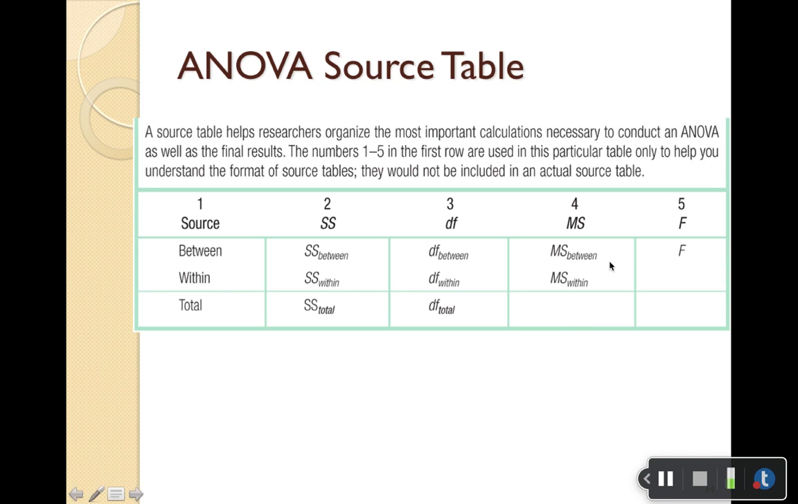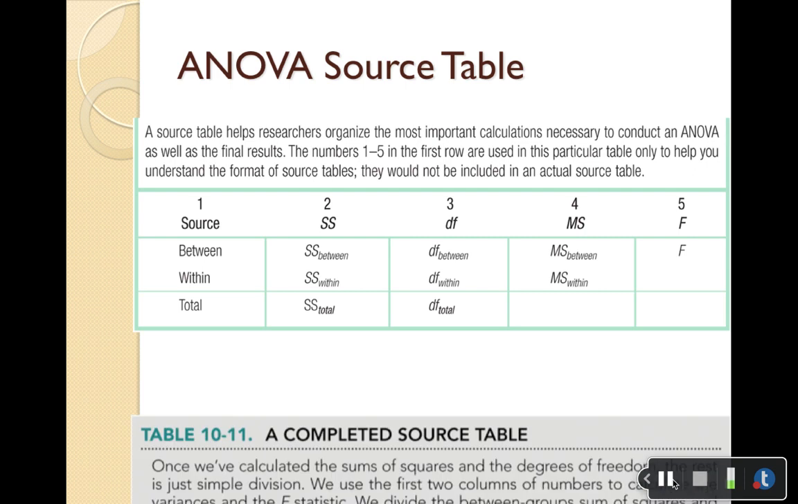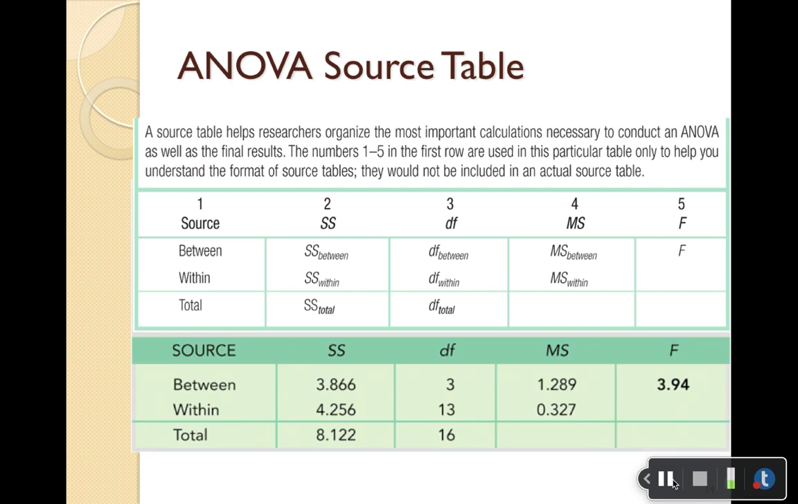And then the final stage is to take our mean square between, divide by the mean square within, and that's going to equal column 5, or our F ratio. So we said before we're comparing variability between to variability within, but we have to take into account our degrees of freedom, which in this case is how many groups we have and how many people are in all of those groups. So let's keep going with our example, and we'll fill in some numbers in the source table here.